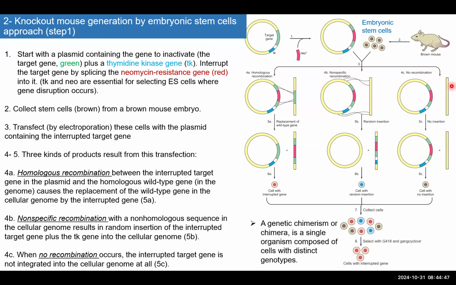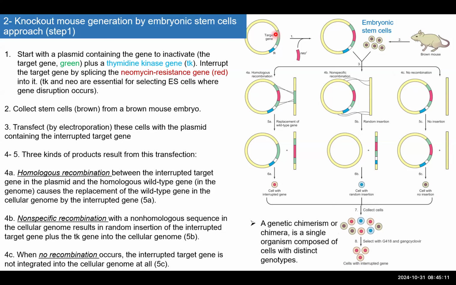Three outcomes of the homologous recombination in embryonic stem cells might result. The first one is that there will be no recombination. Recall that this is the genomic DNA and this is the vector. Here there's no recombination because the DNA didn't change at all. In this condition, the cells don't have neomycin resistance, so they will die.